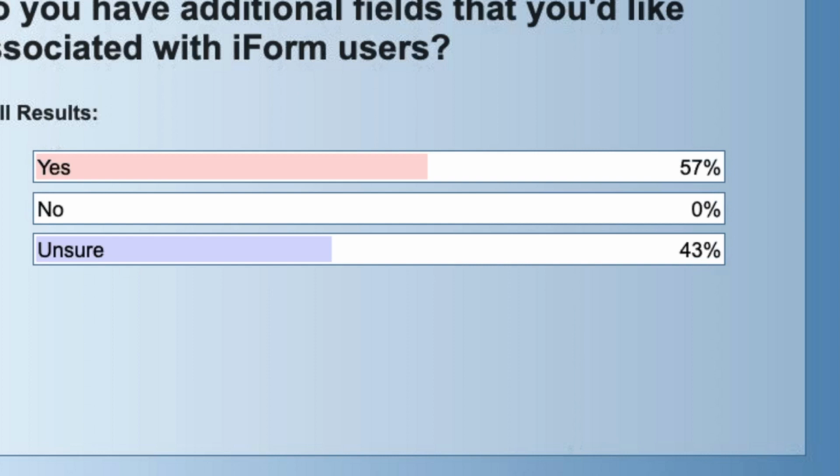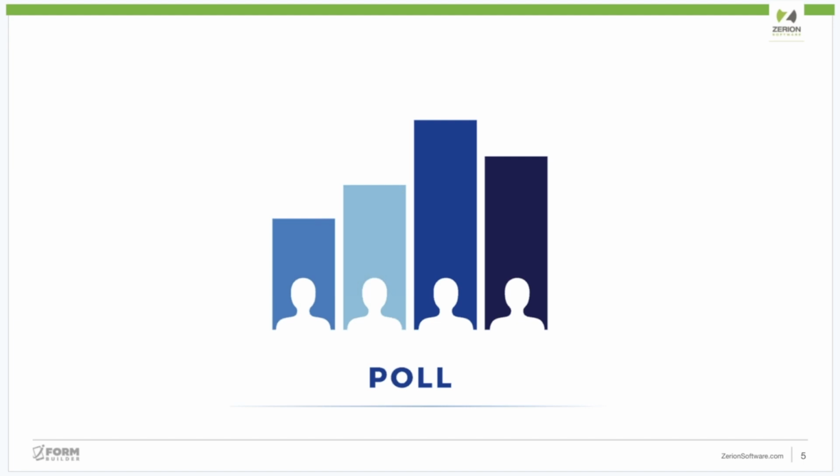These are actually perfect results. I'm happy to see that a lot of people, the majority of attendees, do have additional fields they'd like to associate with their users, and then the rest of the attendees are unsure. By the end of this webinar, I think you should have more clarity. And at a minimum, if you're still not sure, you'll have the tools to implement it if and when it becomes something you want to include in the way you develop your iFormBuilder account. So let's go ahead and dive on in.